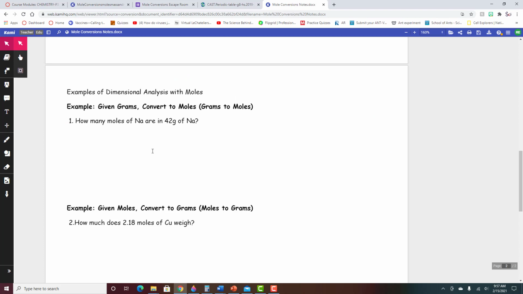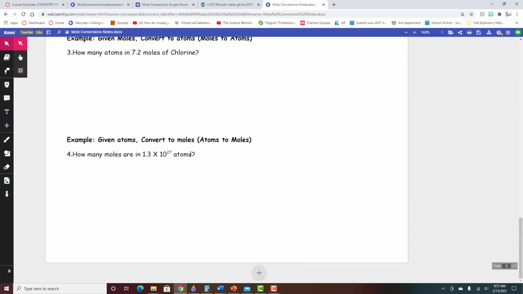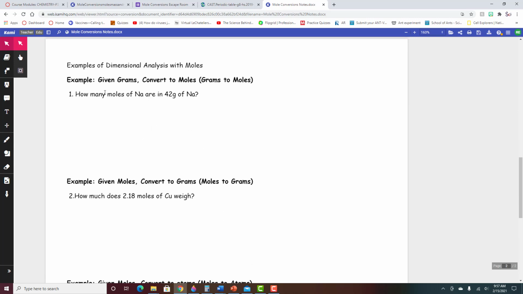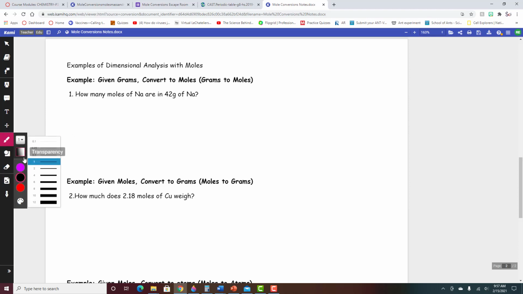So here on the second page of your notes, you have one of each kind of dimensional analysis problem here. So for this one, you have grams. They give you 42 grams of Na, which is sodium, and they asked for moles. So here we're going to convert from grams to moles. So I'm going to do this with my drawing tool. You can type if you want, but I find the drawing tool is a little bit easier to work with.